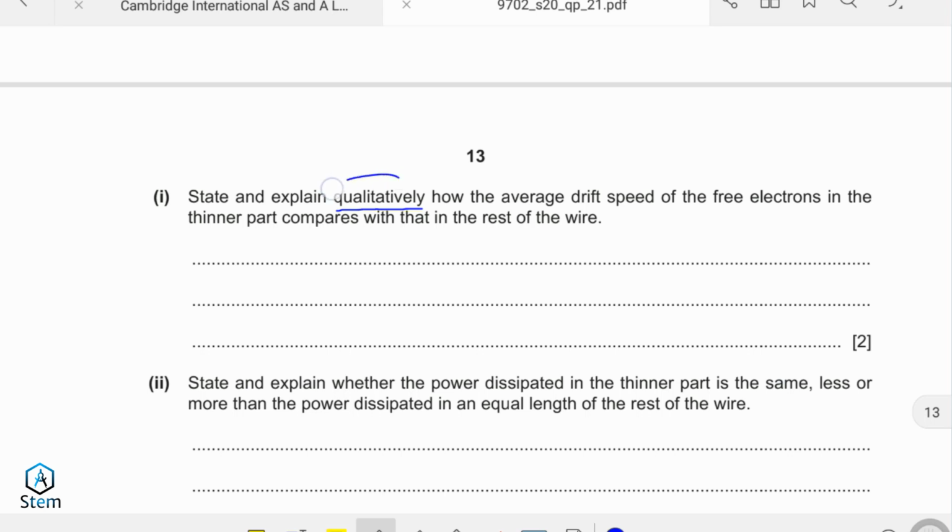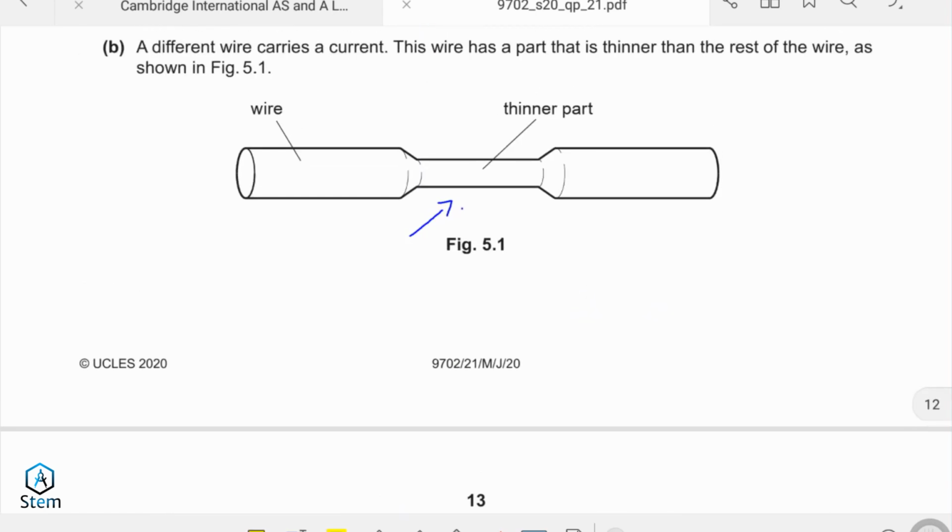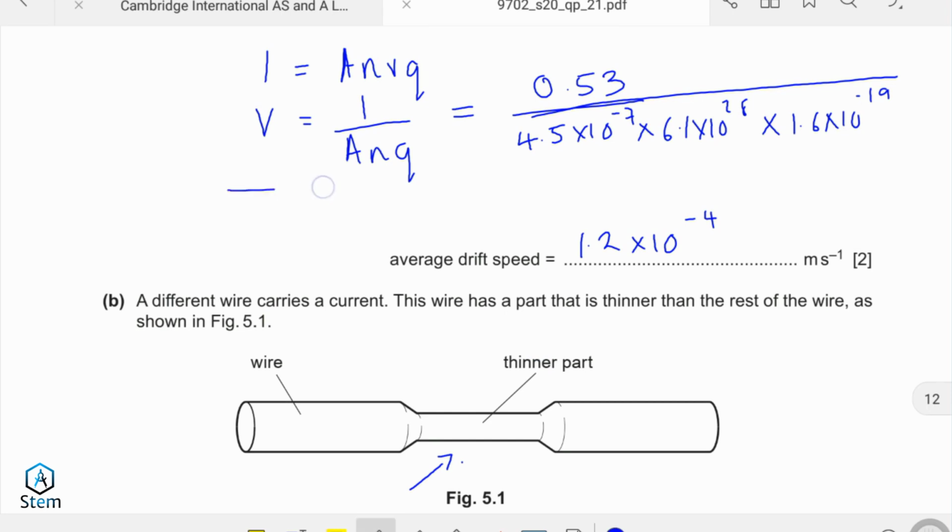All right, when they say qualitatively, you do not really need to bring in numbers or calculations. You just have to describe what happens without any calculations or percentages or fractions involved. So qualitatively, let's do this. We know that the equation for drift velocity is this. The current on this thin part is going to remain the same. The elementary charge is going to remain the same. The number density of the material is going to remain the same, but the area, the cross-sectional area, is going to be less.